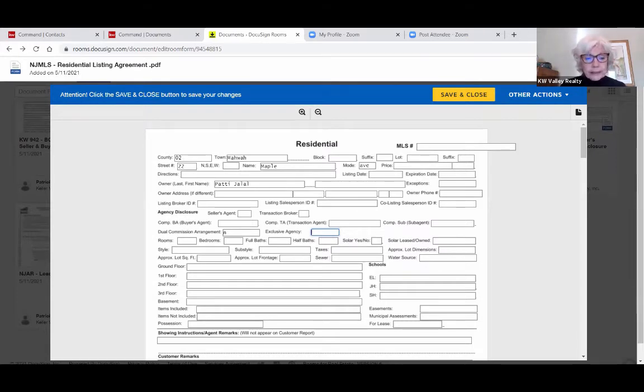Okay, rooms. Any questions on exclusive agency? Hopefully you'll put no for DCA and no for EA. You'll put no for both and just make life easier.